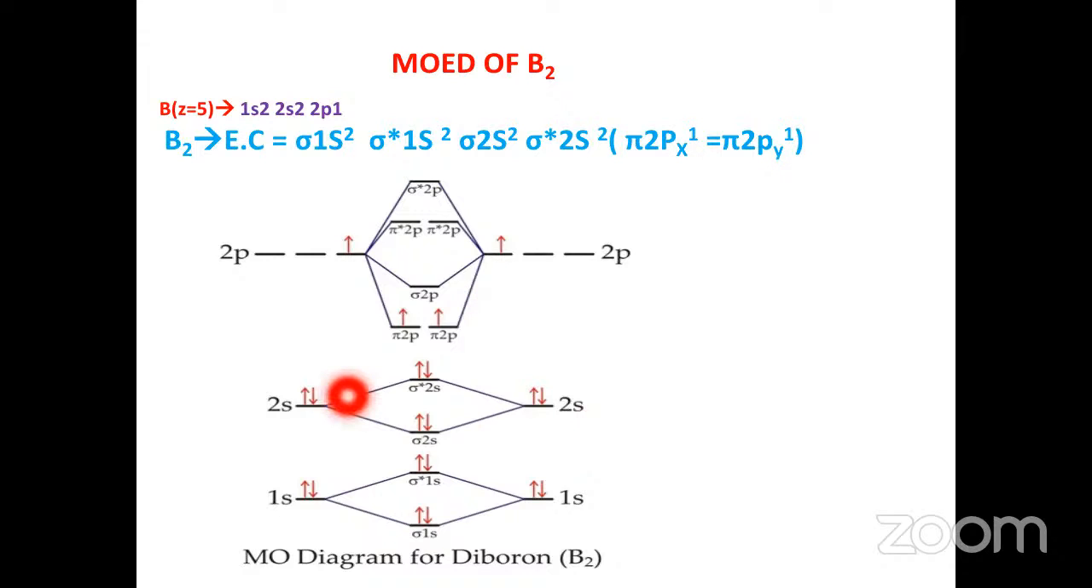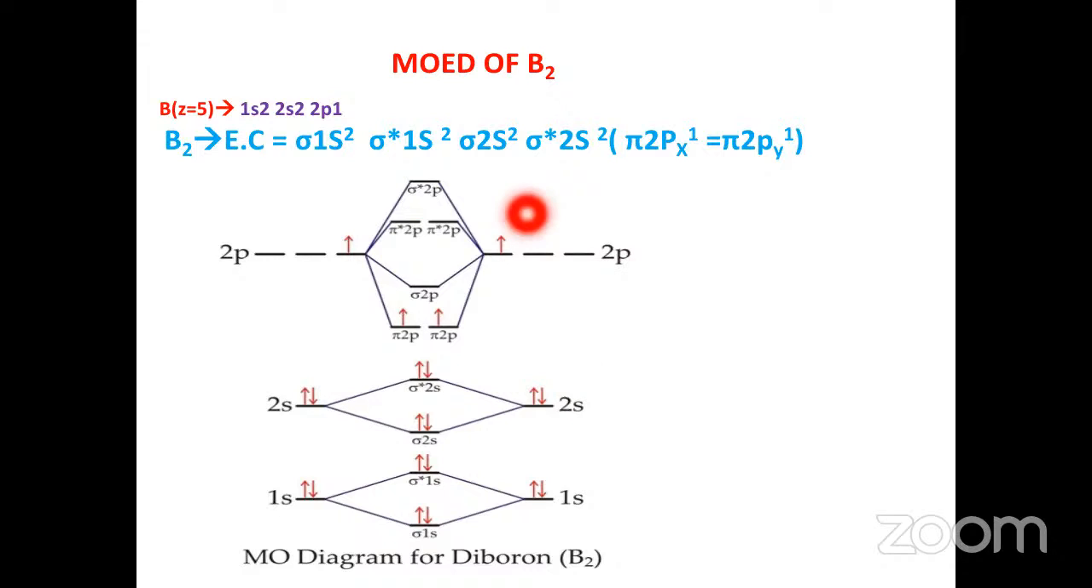These are the atomic orbitals of 2 boron atoms. These are combined to form the molecular orbitals. Now you fill the electrons. First of all, you fill the electrons in atomic orbitals of boron here and here. Here it is 1s2, 2s2 and 2p1, the electronic configuration of one boron atom, and this is the other boron atom's electronic configuration. Here also 1s2, 2s2 and 2p1.